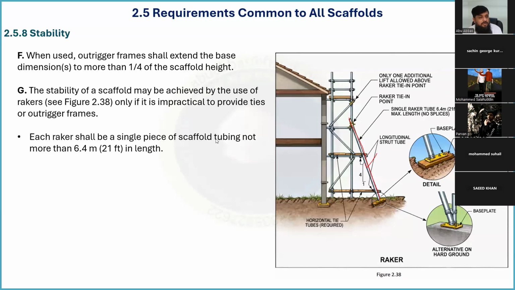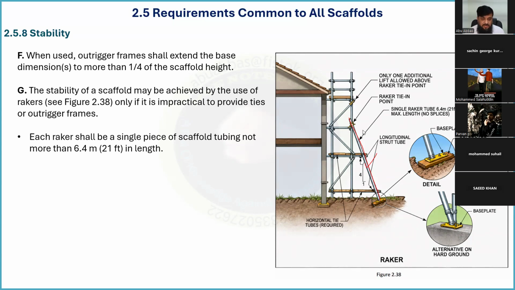So criteria: each Raker shall be a single piece of scaffold tubing not more than 6.4 meter, 21 feet in length. 6 meter normally we call it, but 21 feet exactly, or 6.4 meter the tube is. So roughly we call it a 6 meter tube. One single tube can be in a Raker. We cannot joint or splice the tubes in a Raker.